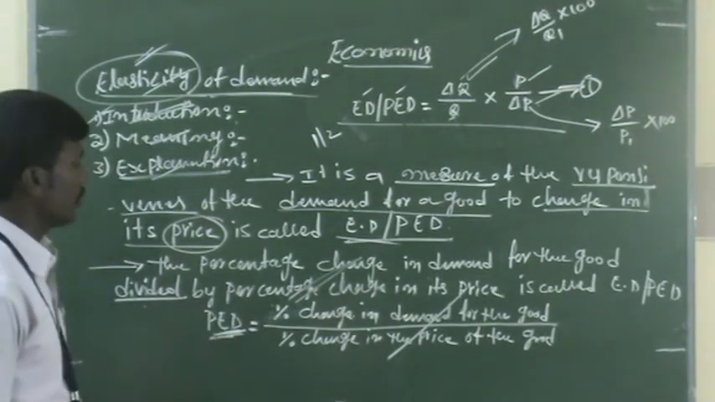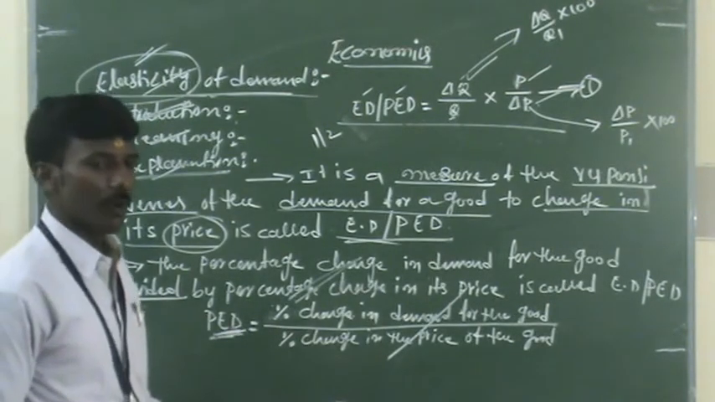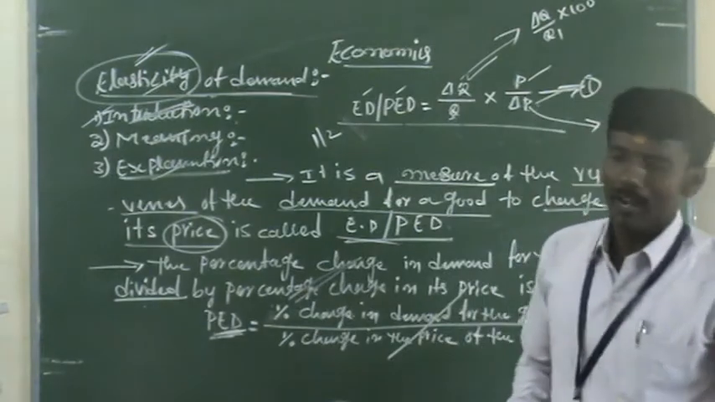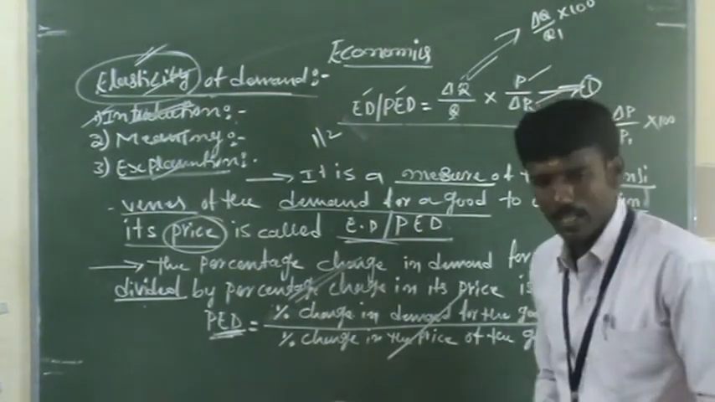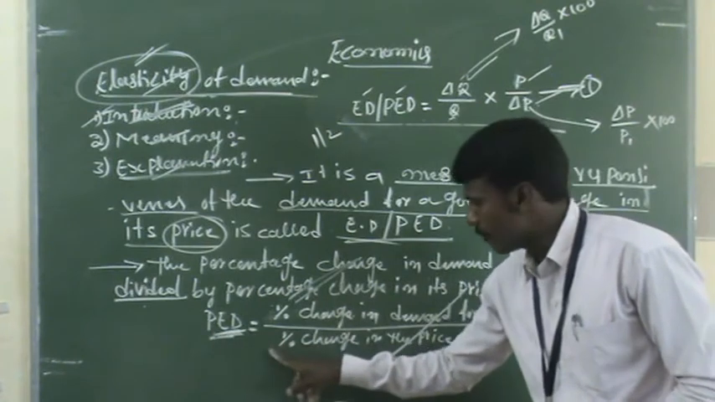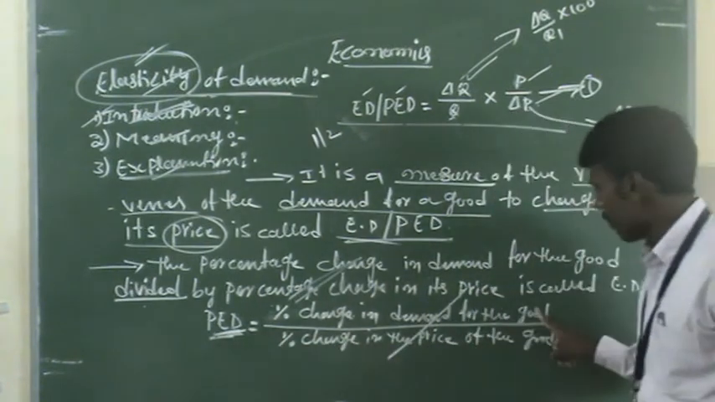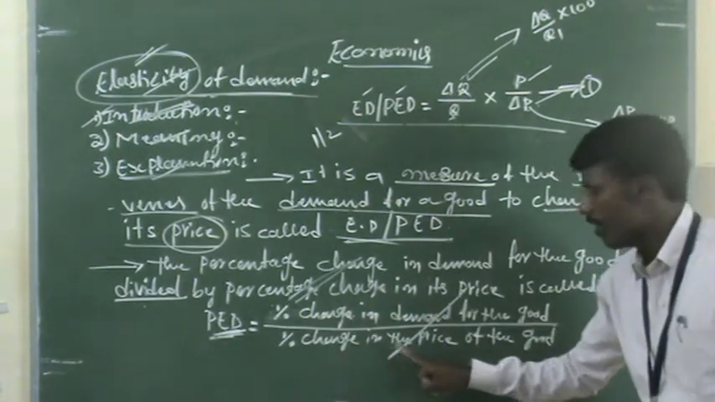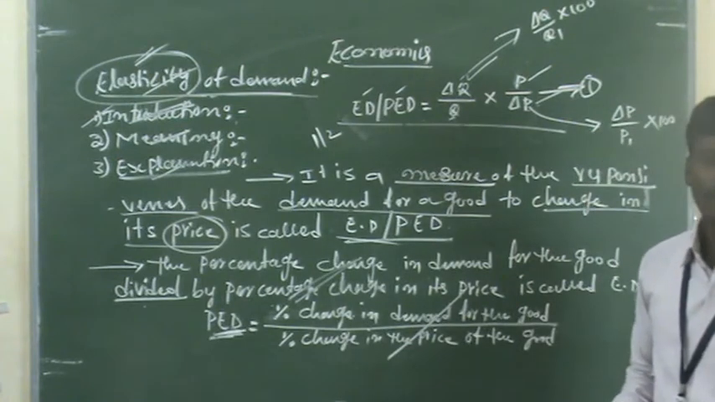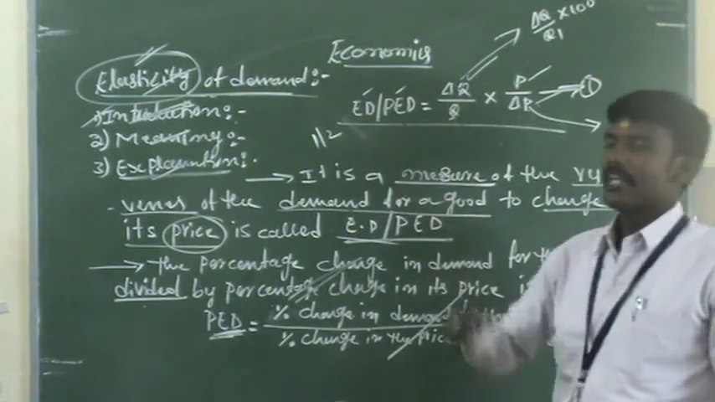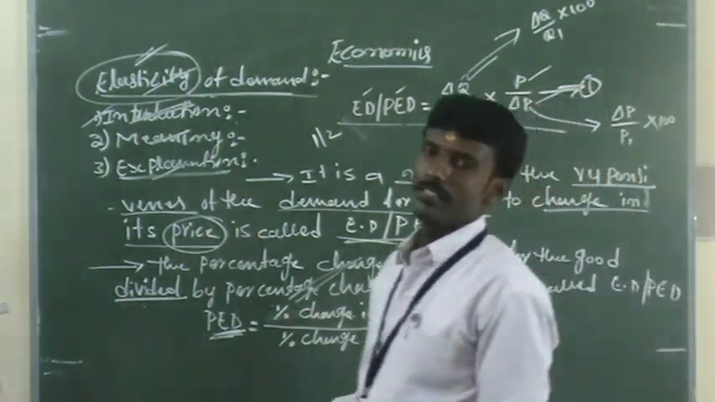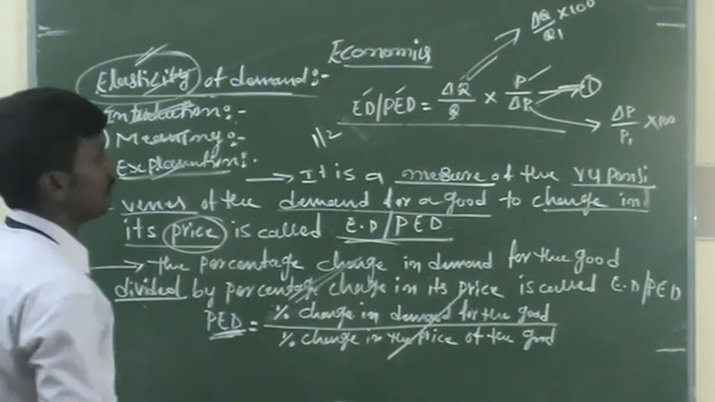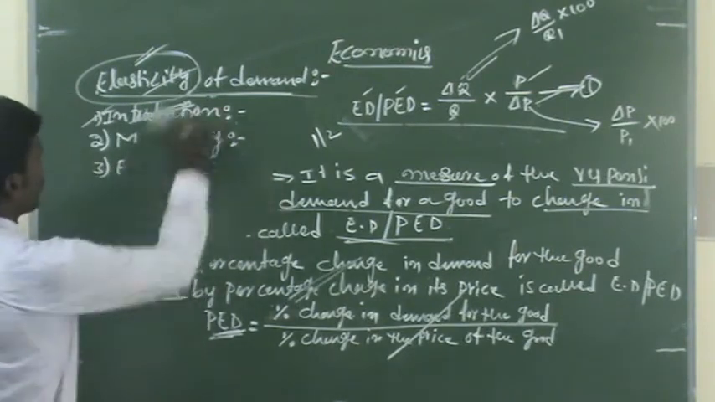And one more 1 mark question: write the equation of the elasticity of demand, the price elasticity of demand. That is what you already know: price elasticity of demand equals the percentage change in quantity demanded of a good divided by the percentage change in the price of the good. So this is the equation of the elasticity of demand. So totally, this is the concept of the elasticity of demand.